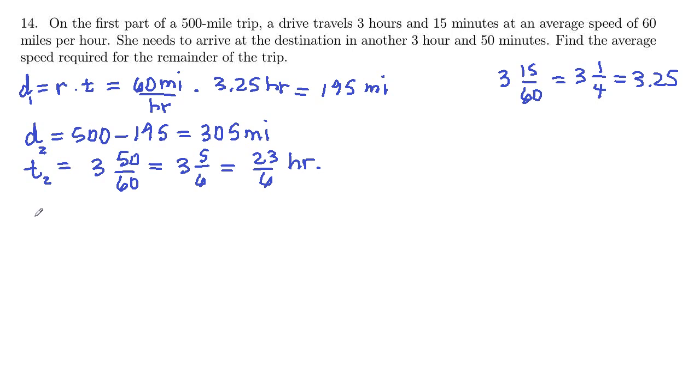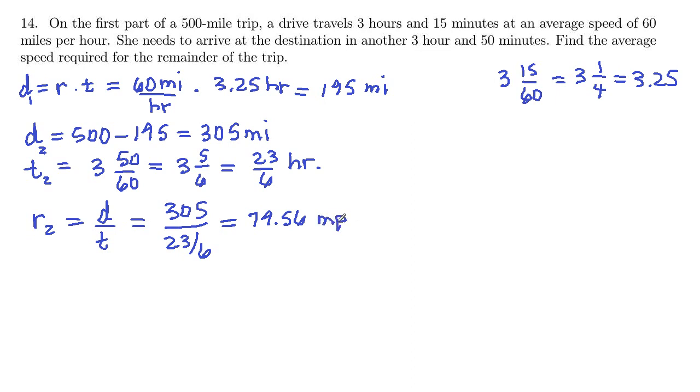So then if we want that second rate, divide both sides by time, the rate is going to be distance divided by time. Our distance is 305, and then our time is 23/6. And if we divide those out in the calculator, we get 79.56 miles per hour. So that's one way to tackle that problem, just using the formulas there.